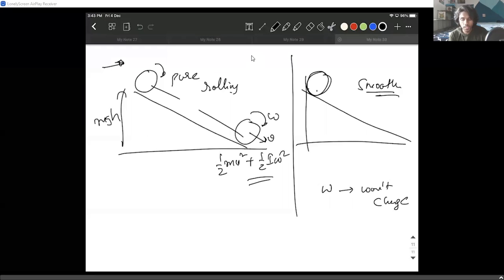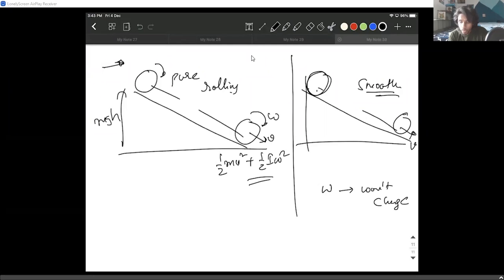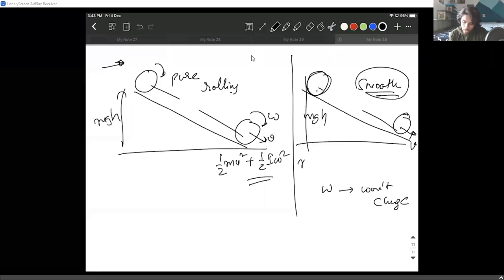Now, in the beginning situation, there is no omega at all. But by the time this body comes down, there will be some v, but there won't be any omega since it is smooth. You getting my point? So all you need to do is mgh, the potential energy here, equals half mv square. Mgh equals half mv square, and that is how we do it.